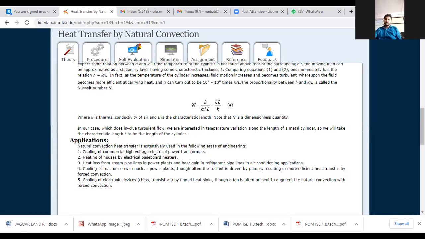Cooling of commercial high voltage electrical power transformers. In our local language we call it a DP, or depot, whatever it may be, but the proper name is transformer. Wherever electricity transformers are placed, you can see that these transformers consist of a large amount of high density oil.